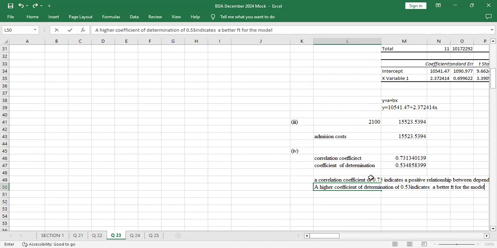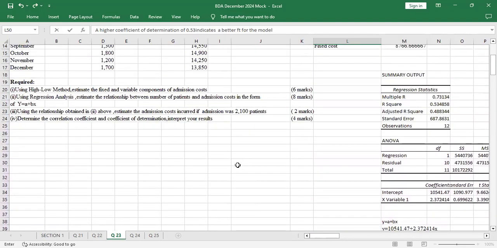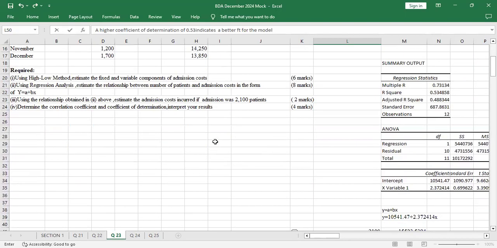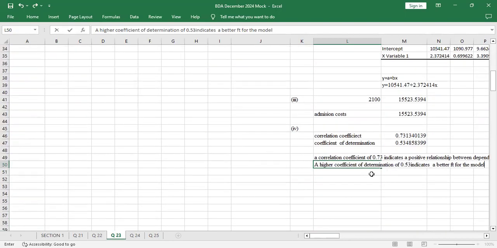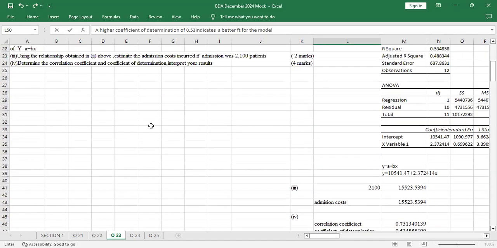So it means that if you are plotting a scatter graph, then most points will fit within the line of best fit. So a higher coefficient of determination of 0.53 indicates a better fit for the model. That's the interpretation the examiner needed. So by giving this interpretation correctly, you'll get another 2 marks. So that makes the total to be 4.